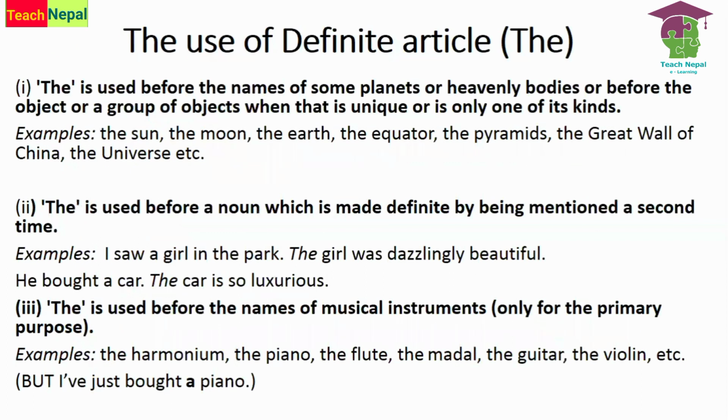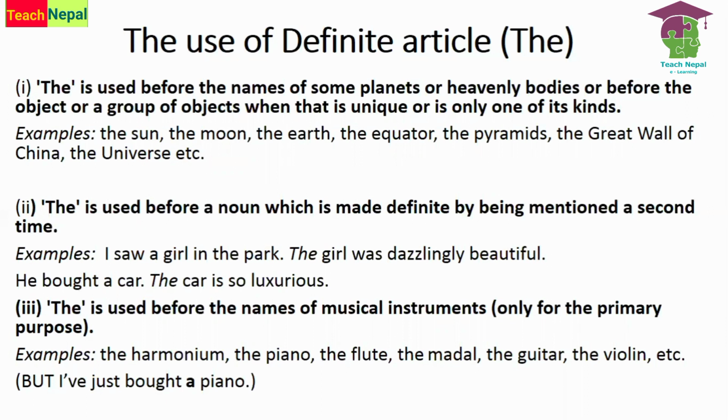Now let's see how we can use the definite article the. The is used before the names of some planets or heavenly bodies, or before the objects or a group. For example, the sun, the moon, right? Or the earth, things of which there is only one of its kind, only one, right? Then we have to use the.